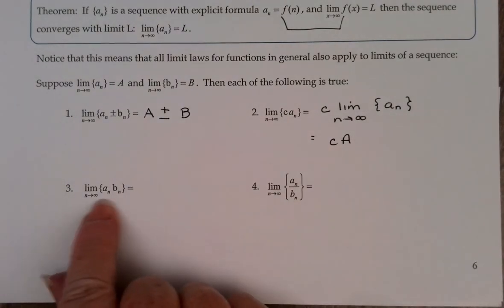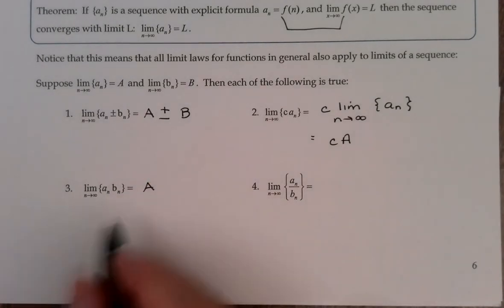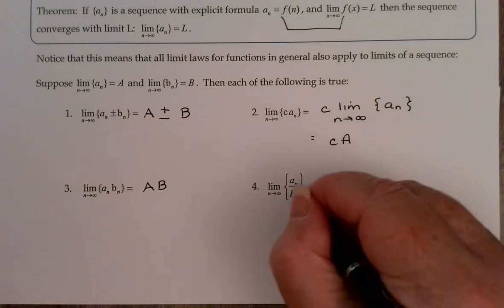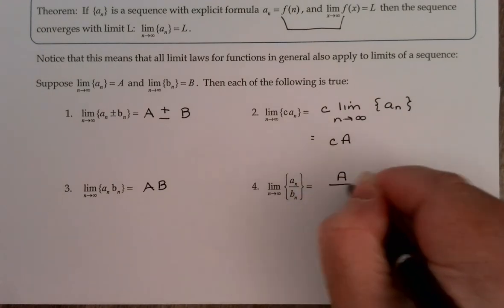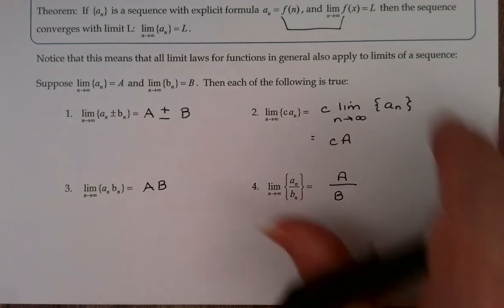The limit of a product is the product of the limits. So the limit of the a sub n's, which is a, times the limit of the b sub n's, which is b. It's the same with the quotients. Limit of the a sub n's, which is a, divided by the limit of the b sub n's, which is b. So all those things we could do with limits of functions, we now can do with limits of sequences.